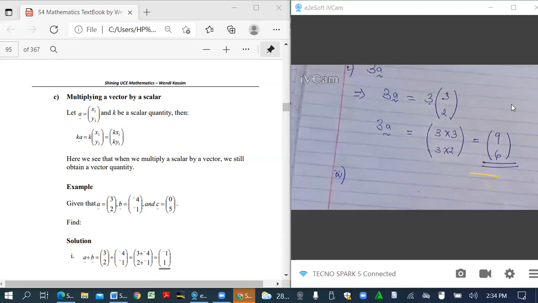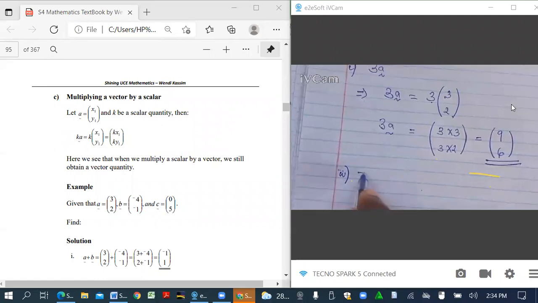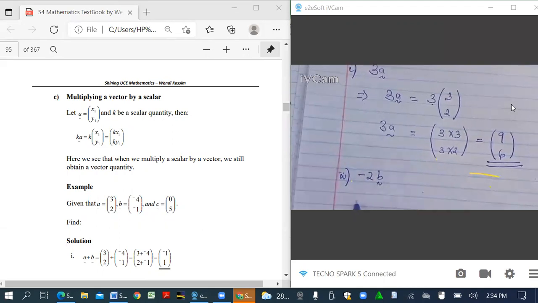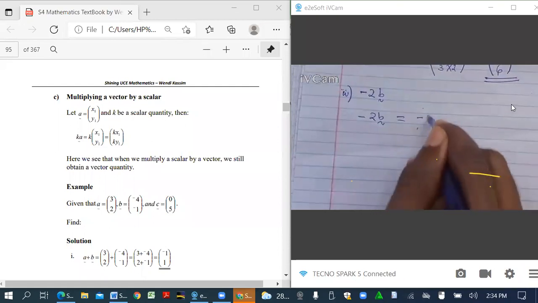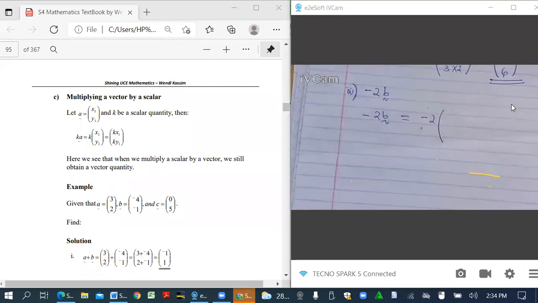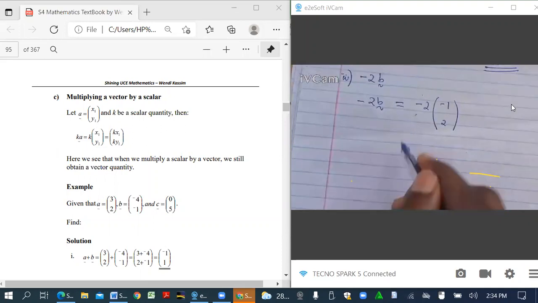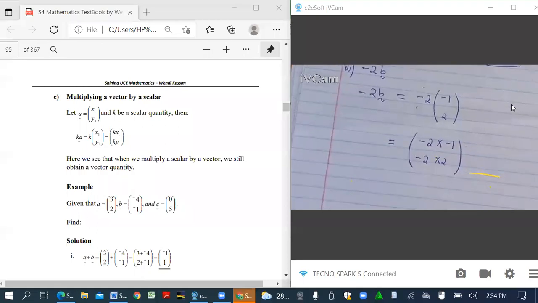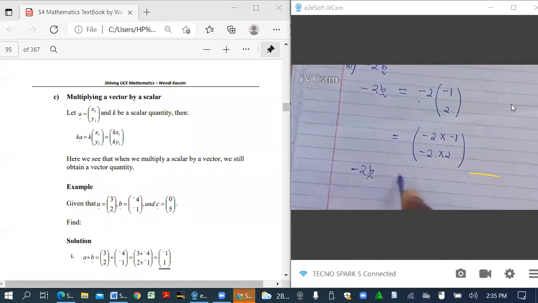Then Roman 2, what do they want us to find? Negative 2B. Negative 2B will be equal to negative 2, which is a scalar, into our vector B, which is negative 1 and 2. So we shall have negative 2 times negative 1, then negative 2 times 2. Together? What have you got? Bernard, what have you got?